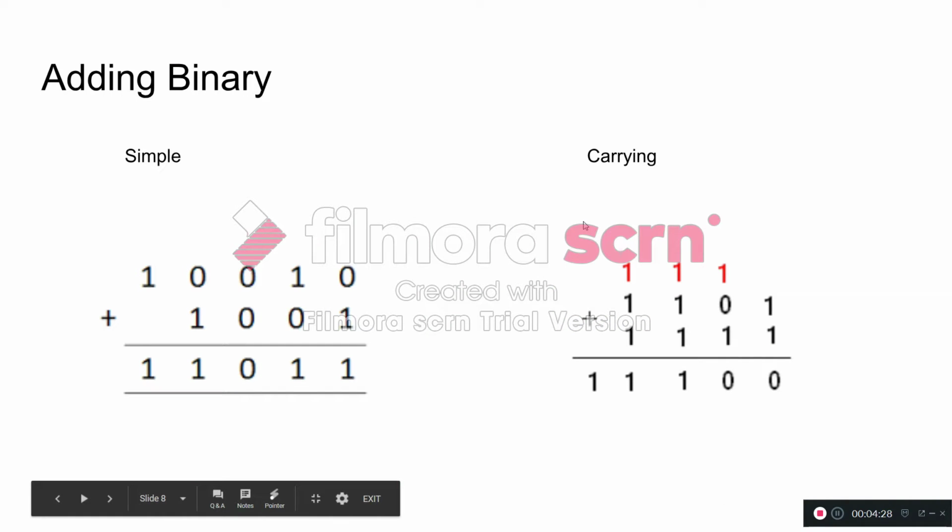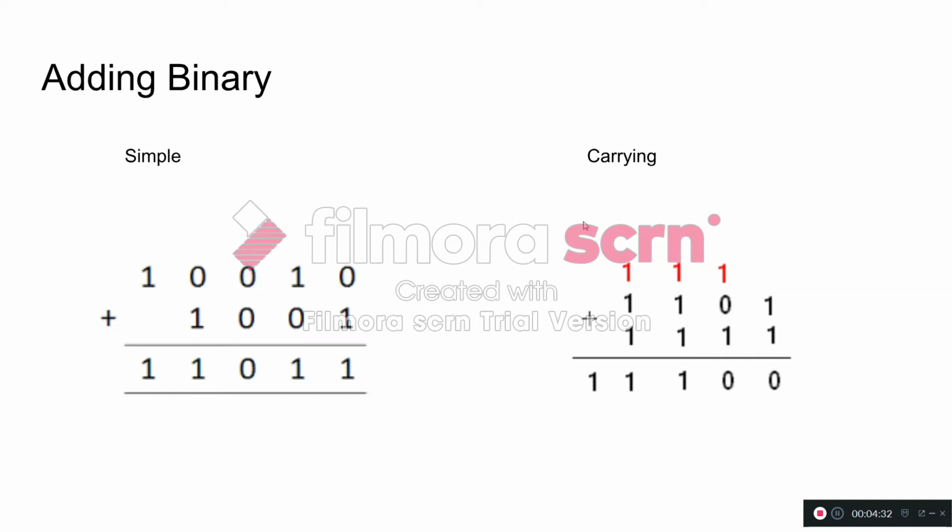Let's look at binary addition. We have simple and carrying, and this is going to apply to every single number system. Just like in our decimal number system, we have simple addition where we do not require carrying any numbers, and we have addition where we require carrying over a number. Let's start by analyzing simple.